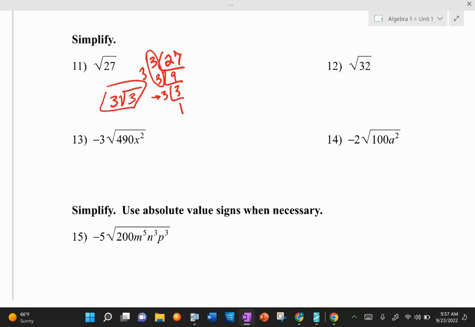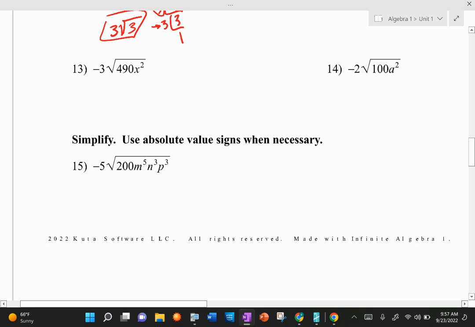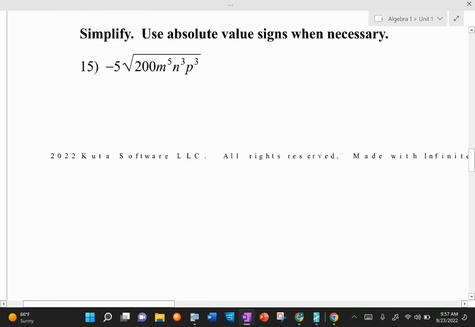All right. I've got 3 minutes. And here's what I'm going to do. I'll let you watch me solve number 15. Because you'll have a problem like this on your homework, I would go ahead and write this down. You've got number 15. It's -5 times the square root of 200 m to the 5th, n to the 3rd, p to the 3rd.